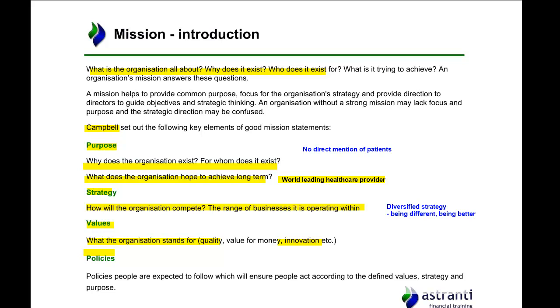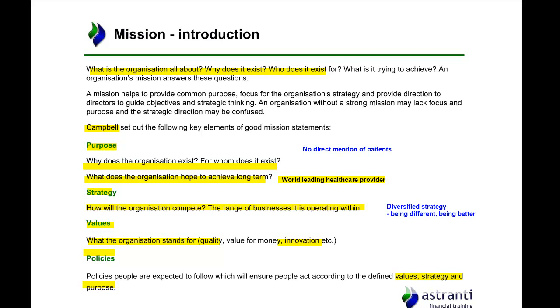Finally, we have policies, which are how individuals within the organization are expected to act to provide the defined value, strategy and purpose of the organization. And that was also referenced in the pre-seen. If we look at those values, we're looking at providing a basis for staff within Denby to deliver the best possible care, to focus on patient needs, to maintain a high standard of professionalism, which were the explicit values of the organization given to us in the pre-seen.